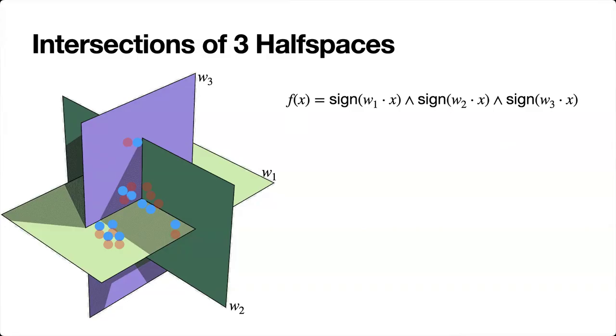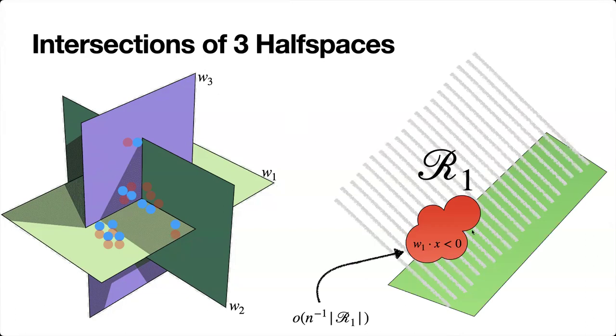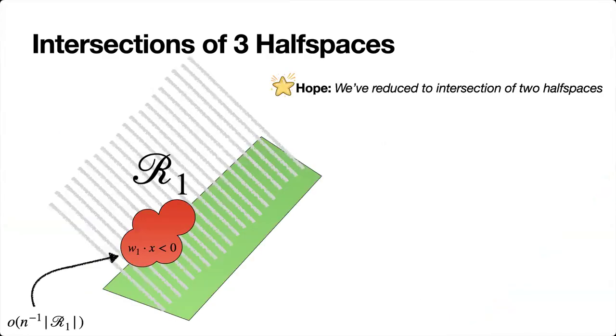So I'm going to go ahead and compute a region for, let's say, this first half space, W1, with the property that the fraction of points that are labeled, let's say, negatively is small, right? So this is going to be a 1 over n fraction of this overall region. And now I want to restrict my attention to just the points in this region. In some sense, I'd like to think that I've reduced the problem to that of learning an intersection of 2 half spaces, right? And I just told you how to do that. So let's go ahead and do that.